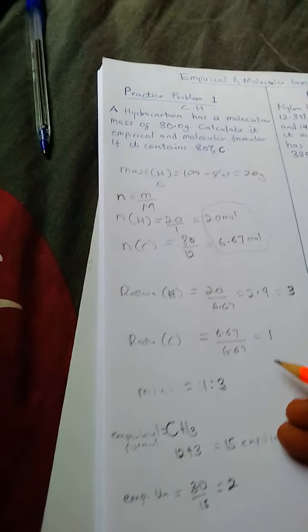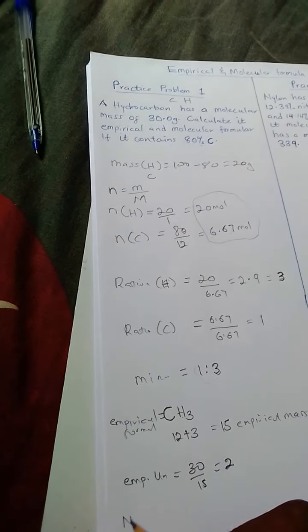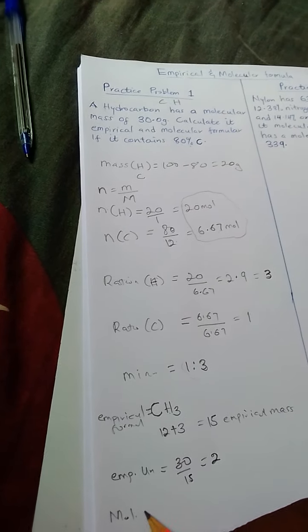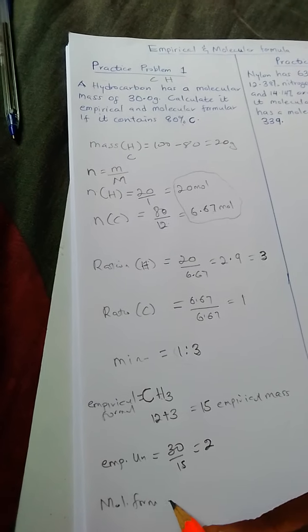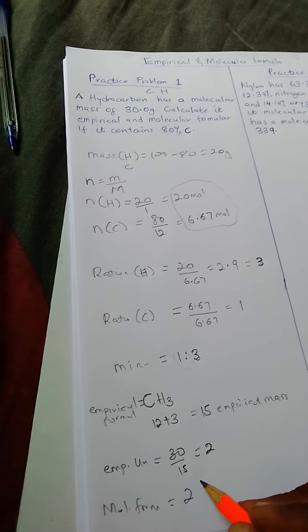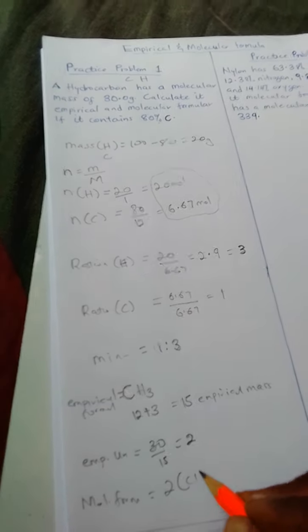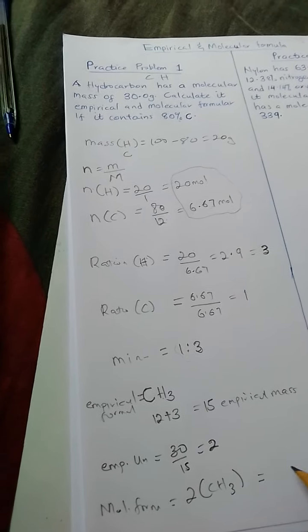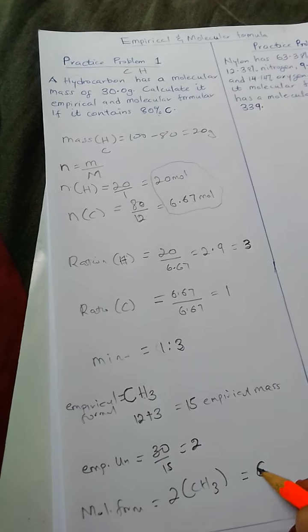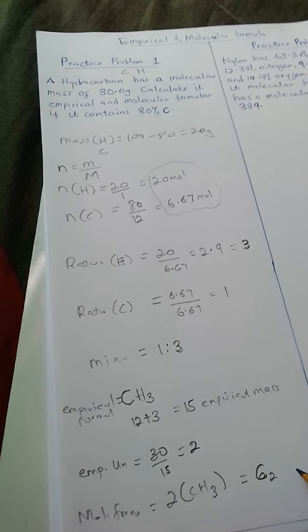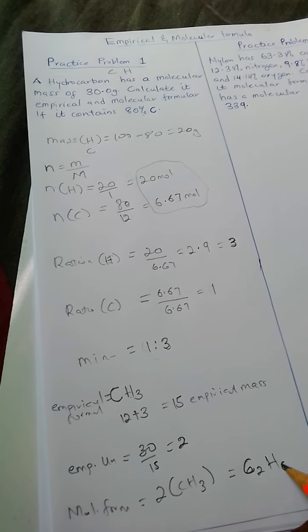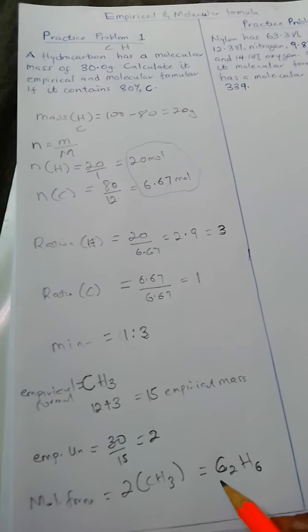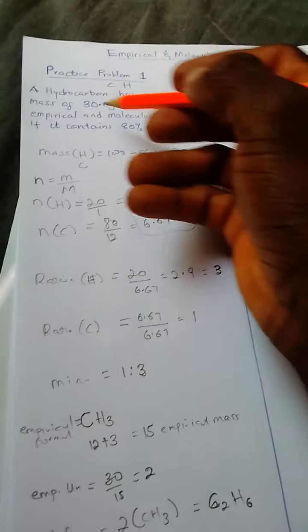So this 2 is the factor you should multiply by the empirical formula to get a molecular formula. Therefore, the molecular formula is 2 times the CH3, which is the empirical formula. So this one is going to give you C2H6. So this one becomes the molecular formula of the compound having these masses.